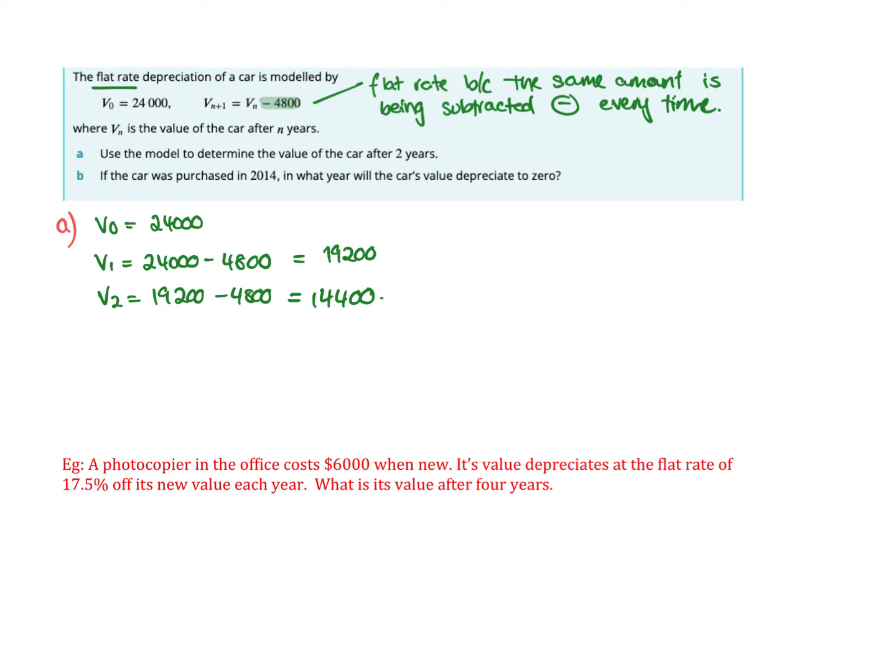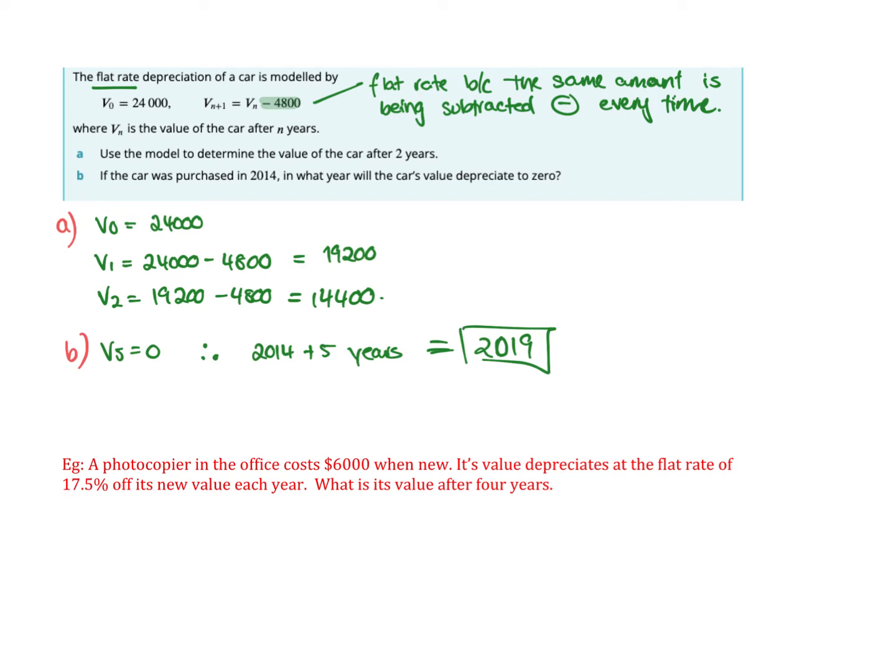And then with B, it says if the car was purchased in 2014, in what year was the car's value 0? So you said before V5 equaled 0. So therefore 2014 plus 5 years equals 2019. Okay? Yeah, you could have written straight 2019.